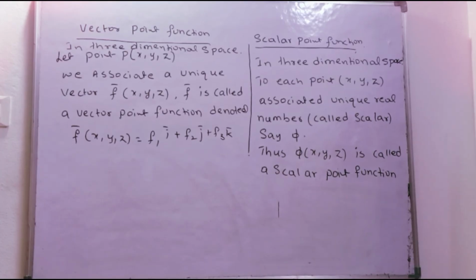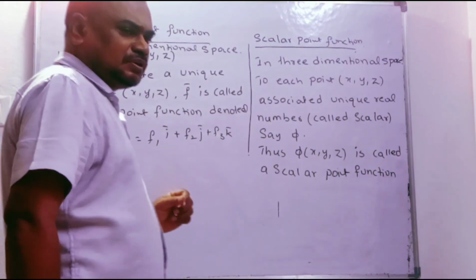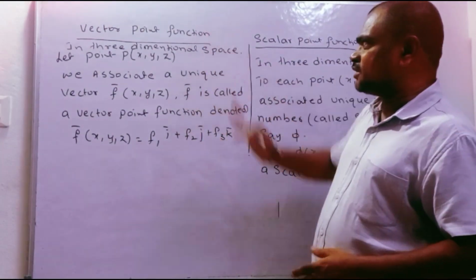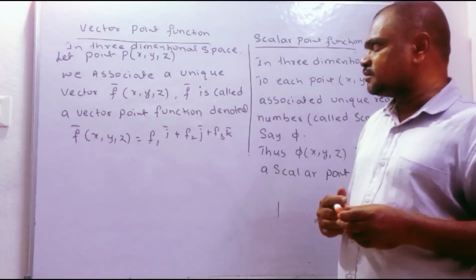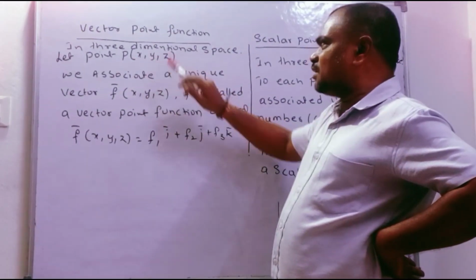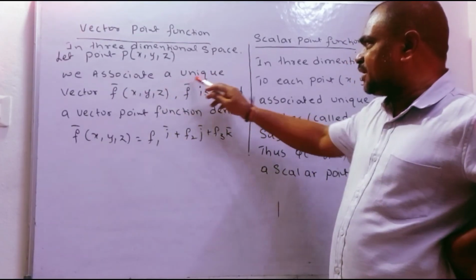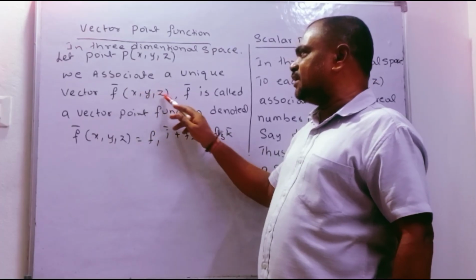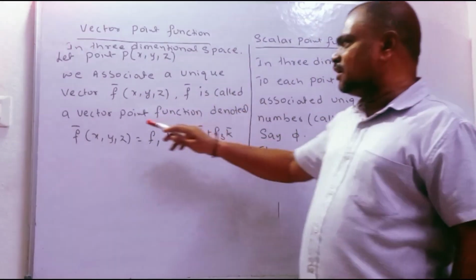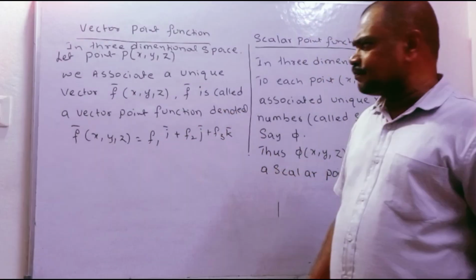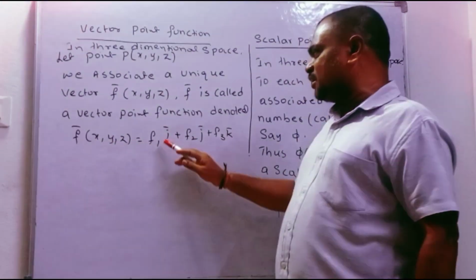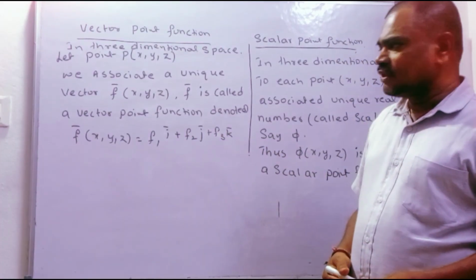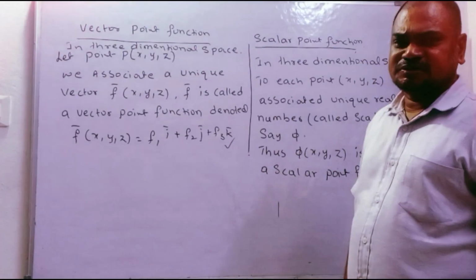What is vector point function? What is scalar point function? Here we discuss first, vector point function. In three-dimensional space, to each point P(x, y, z), we associate a unique vector F bar(x, y, z). F bar is called a vector point function, denoted by F bar of x, y, z equal to f1 i bar plus f2 j bar plus f3 k bar. This is the vector point function.